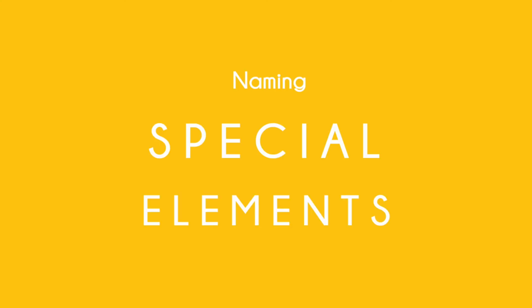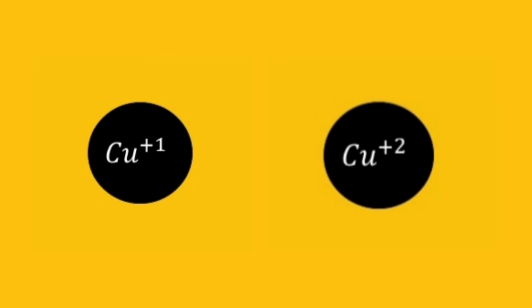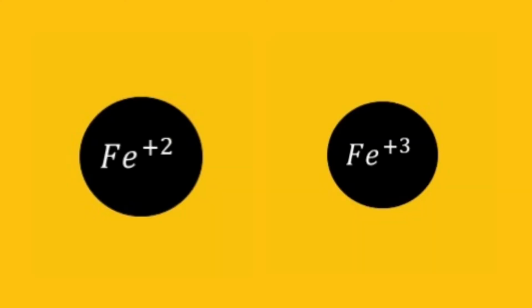Now let's move on to the special elements. These elements have more than one charge, so they require special naming when we are to name them, such as copper, which has positive 1 charge and positive 2 charge. Another example is iron, which has positive 2 charge and positive 3 charge.